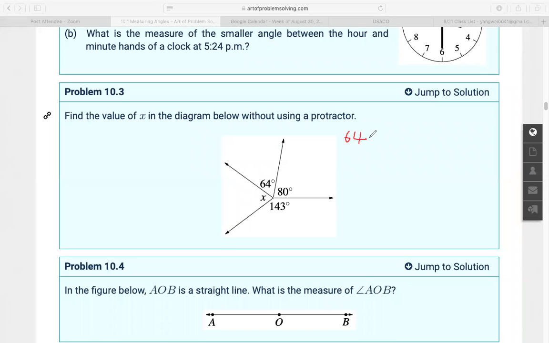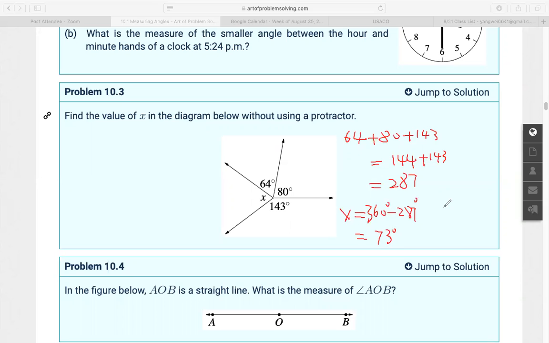64 plus 80 plus 143. This angle equals what? That equals 144, then plus 143. Then you got 287. Then x will equal 360 minus 287. So this one should equal 73 degrees. This one equals 73 degrees.